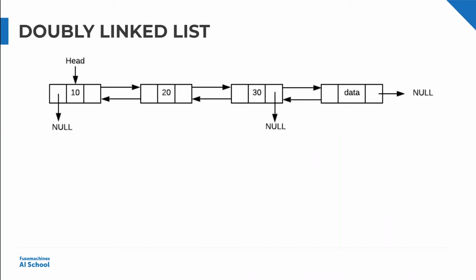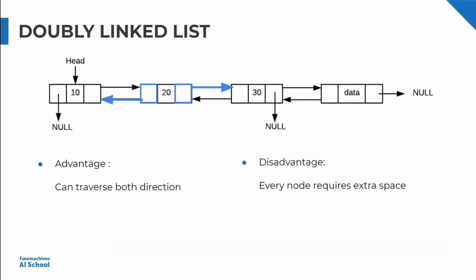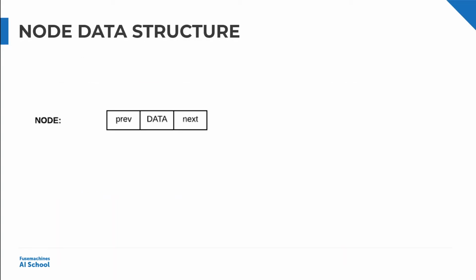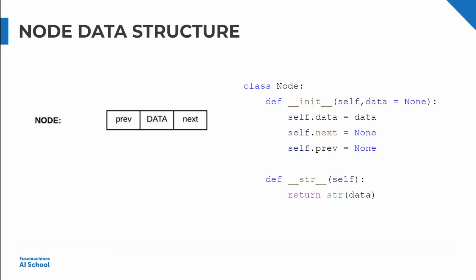The doubly linked list is called a two-way linked list. It's because each node has two pointers, one pointing to the next node and another pointing to the previous node. The main advantage of a doubly linked list is that it can traverse in both directions, but due to an extra attribute, each node of a doubly linked list occupies some extra space. The node of a doubly linked list holds the data, next pointer, and previous pointer. This is how we can define the node class more formally. Implicitly, the next and previous pointers of a new node point to null. You can also implement a str method to print the data of the node.